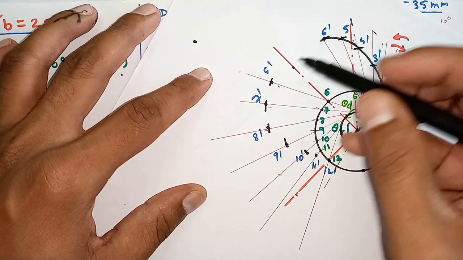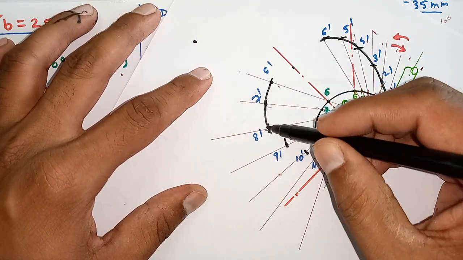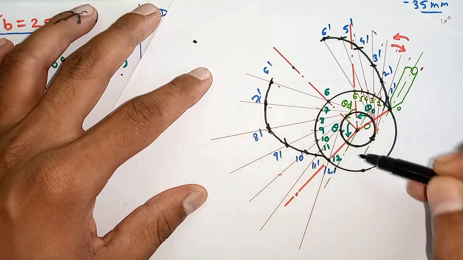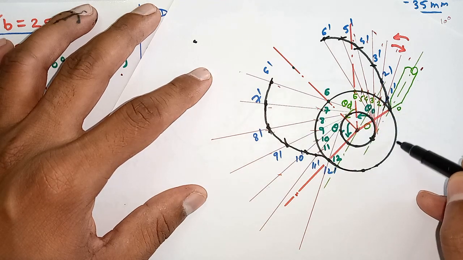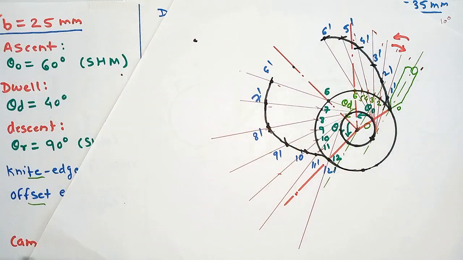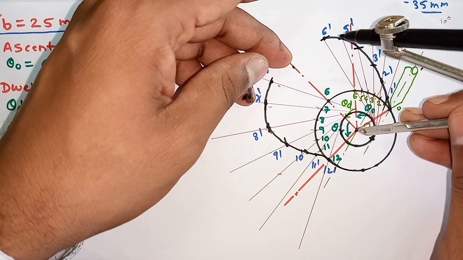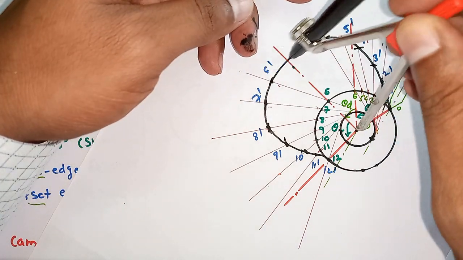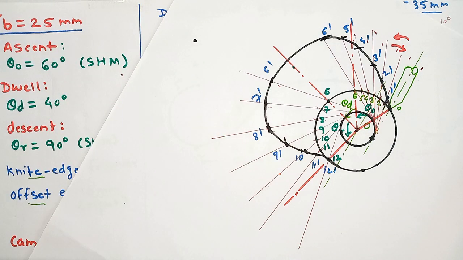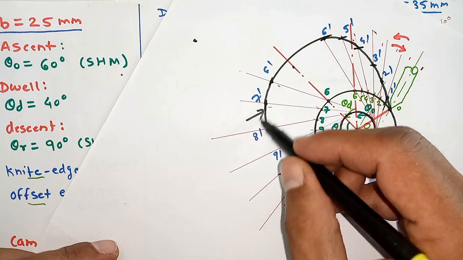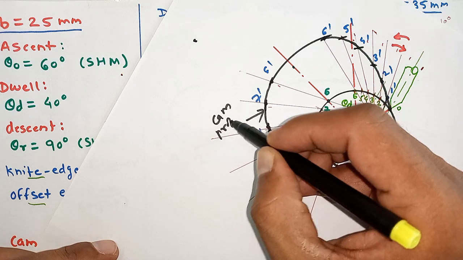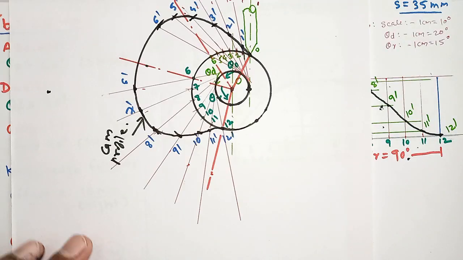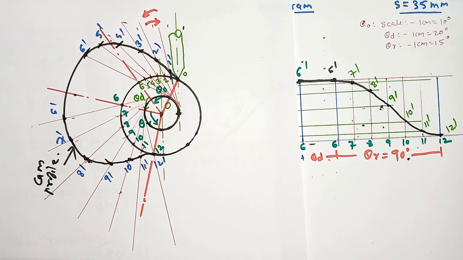Okay, and for the return stroke, so this is also part of the cam profile, and this part during the dwell period will be a circular arc with its center at the center of rotation of the cam. So this is always a circular arc. Okay, so this is the required cam profile for the offset knife edge follower.